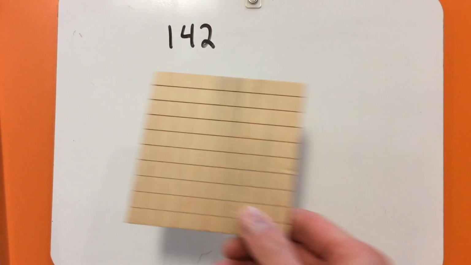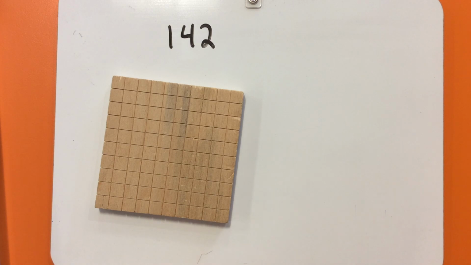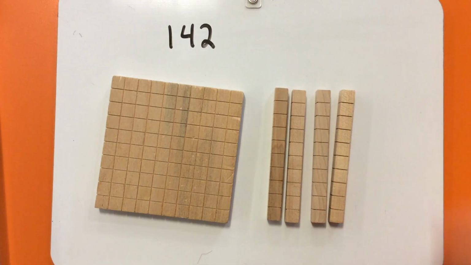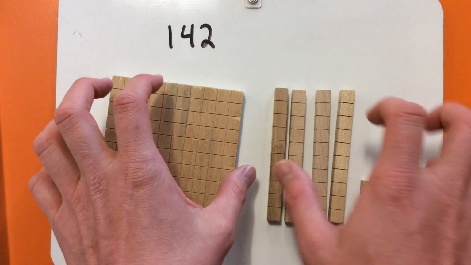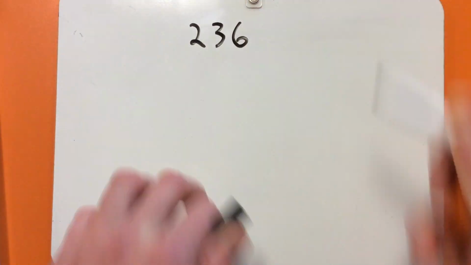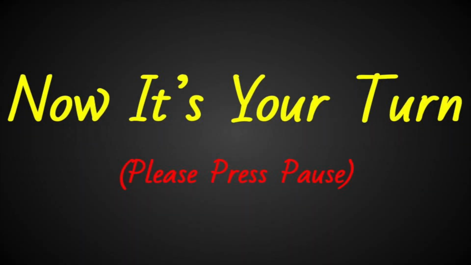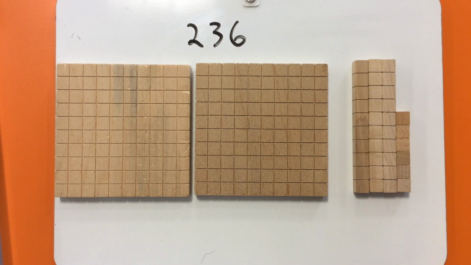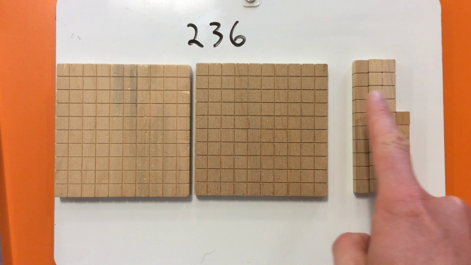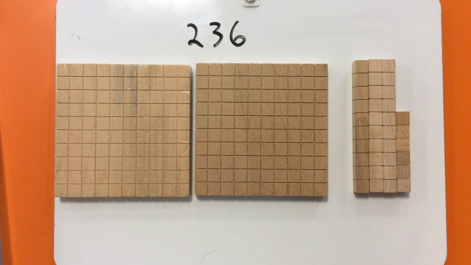Well, I need my 100. I need 4 tens, and I need 2 ones. Do you think that you could do our last number on your own, which is 236? I want you to pause the video and try to make that number now. Is this what you came up with? 2 hundreds, 3 tens, and 6 ones.